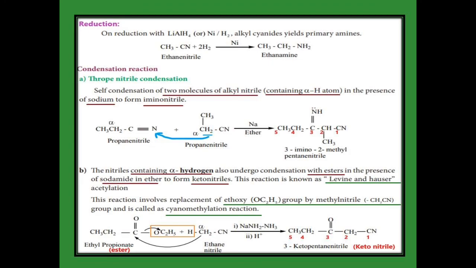Replacing, we get 3-keto pentane nitrile. See how many carbons: 5 carbons means pentane, and the third carbon contains keto, so it is 3-keto pentane, and the first carbon is nitrile, CN means nitrile, so 3-keto pentane nitrile. This reaction is called the cyanomethylation reaction.